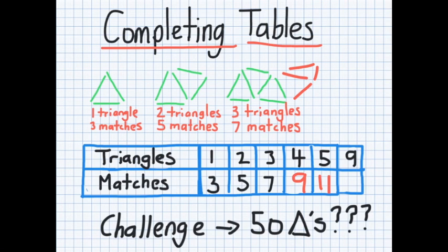What we can do is go, well, let's double 1 and then add 1 more. So doubling 1 equals 2, plus 1 more is 3. Double 2 is 4, plus 1 more is 5. Double 3 plus 1 more is 7. Double 4 is 8, plus 1 more is 9. Double 5 is 10, plus 1 more is 11. Double 9, 18, plus 1 more, and it's going to equal 19.